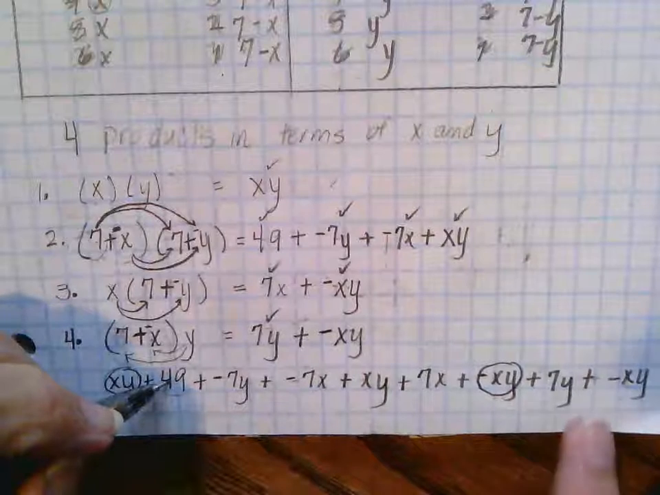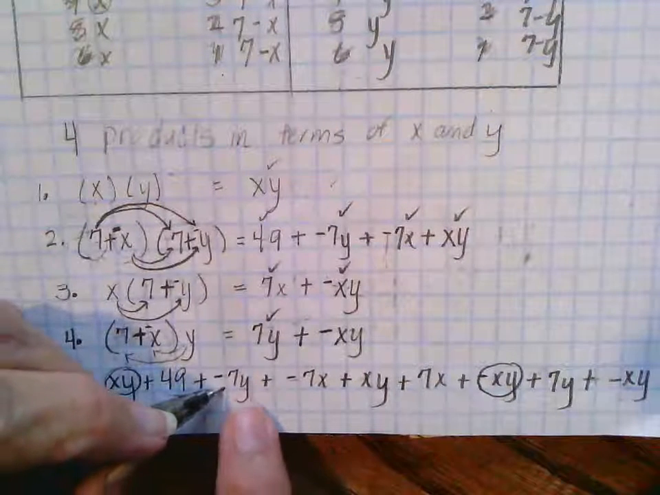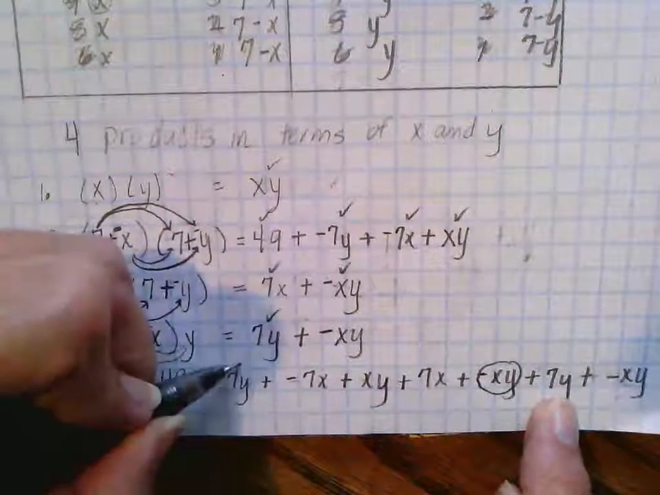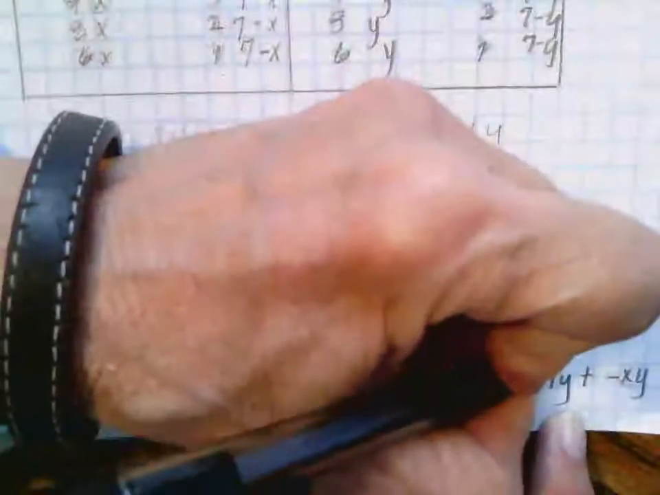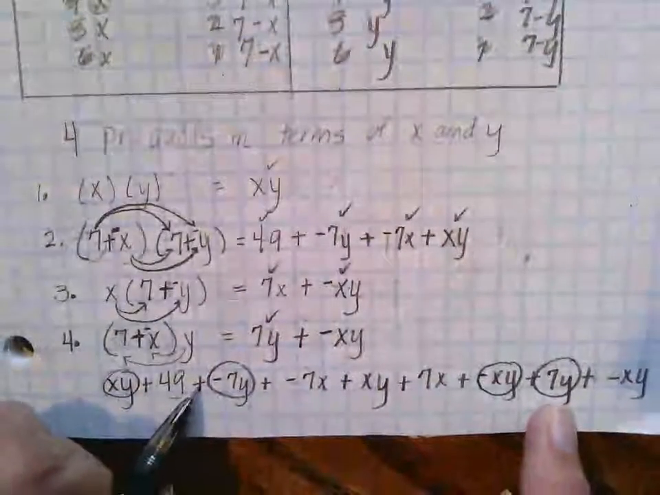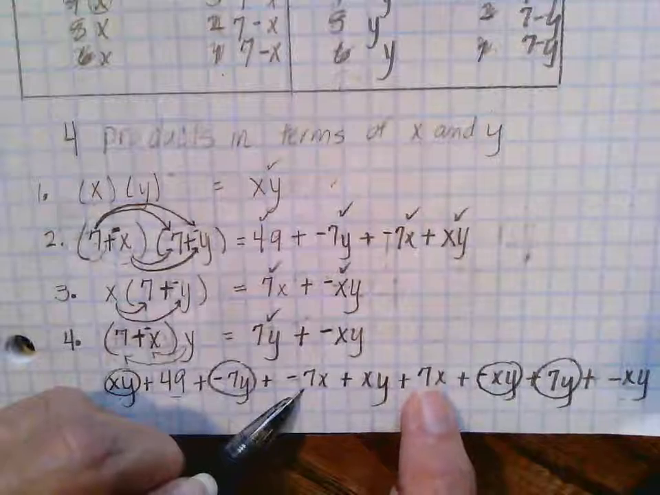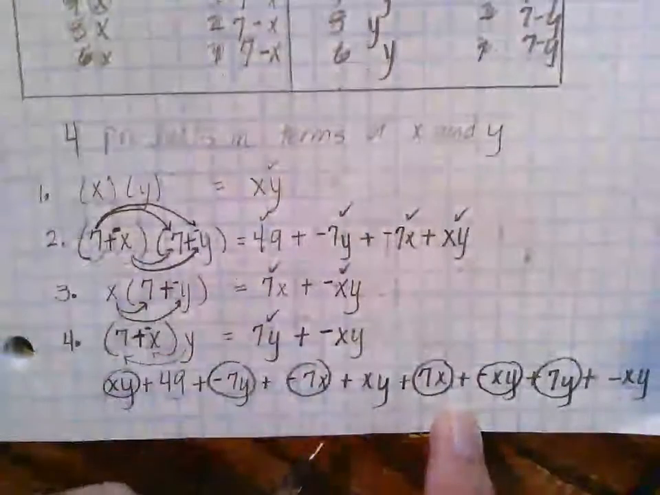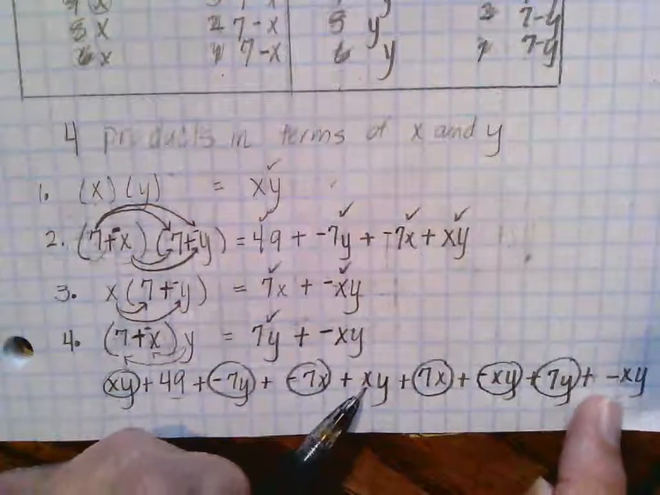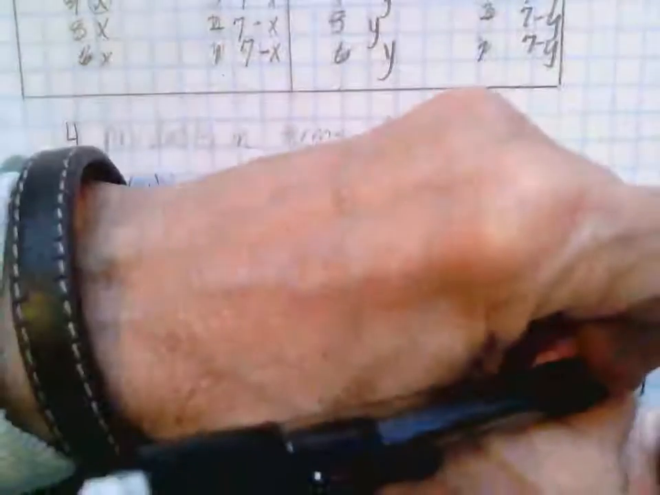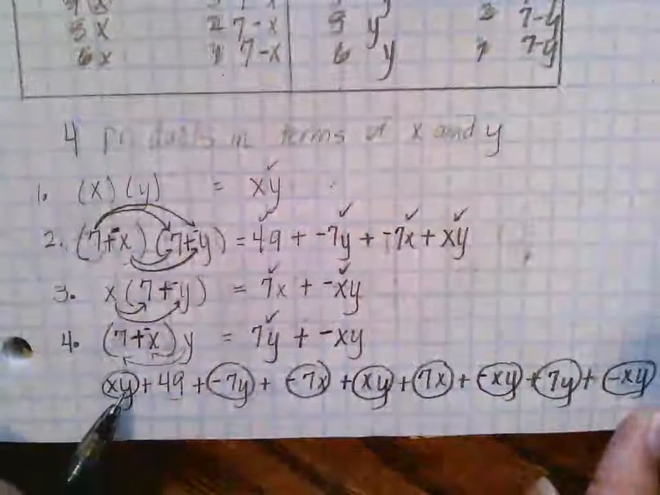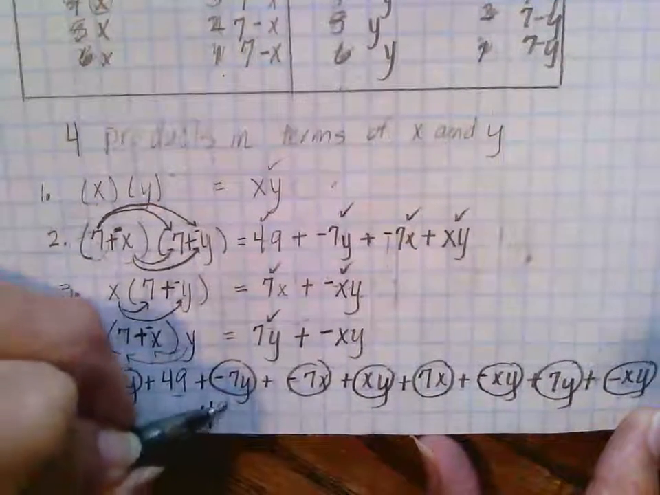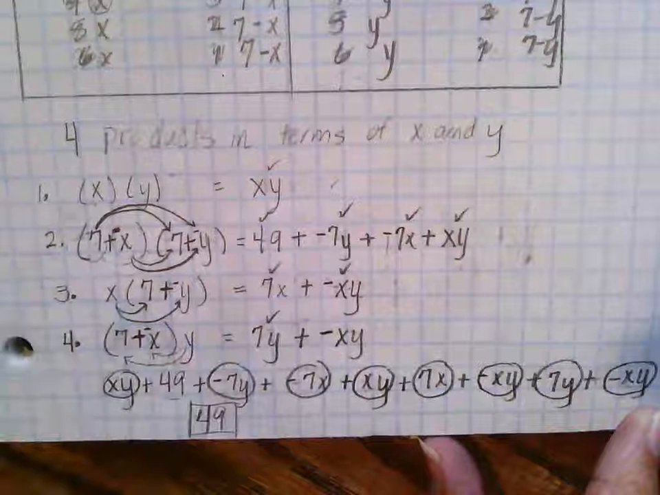I don't have any other constants. I have a negative 7y here, and I have a positive 7y here. So I'm going to circle those. Those sum to 0. I have a negative 7x and a positive 7x. I have a positive xy, I have a negative xy. So the only thing that I have left is 49. That is why this works algebraically.